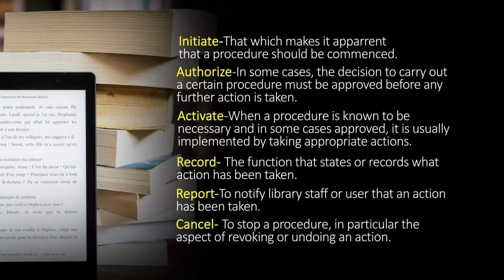So these are the 6 activities related to each of these 18 procedures: initiate, to start a process; authorize, to approve a process; activate, to take actions against an approved process; then record the actions you have taken; report if it is required; cancel if it is required. That means to stop a procedure.